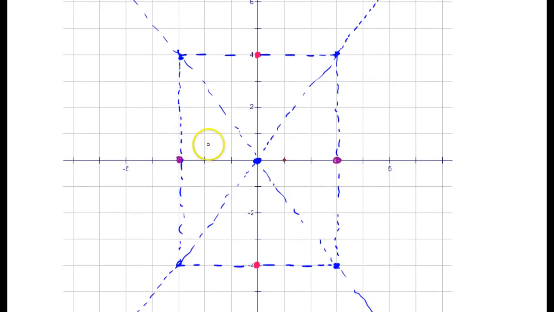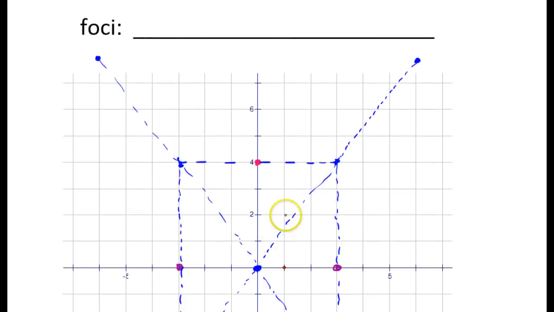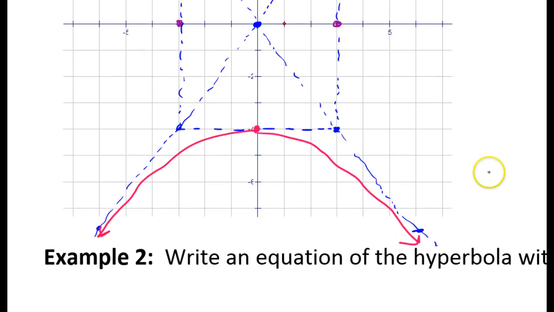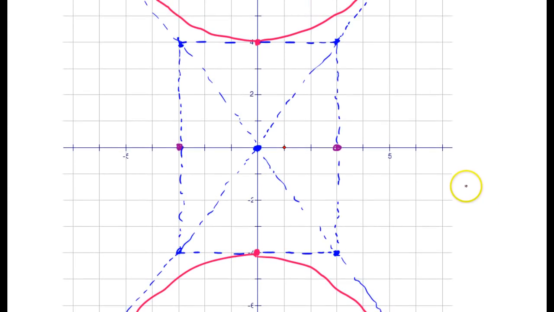Okay, so I've got the asymptotes. Now, remember that these red dots were my vertices. So we knew right from the beginning that this was going to be opening up and down. But when you draw these branches, they should be approaching the asymptotes on the left and the right. Okay? And same thing down here, approaching the asymptotes. Okay, so that is a pretty good sketch.